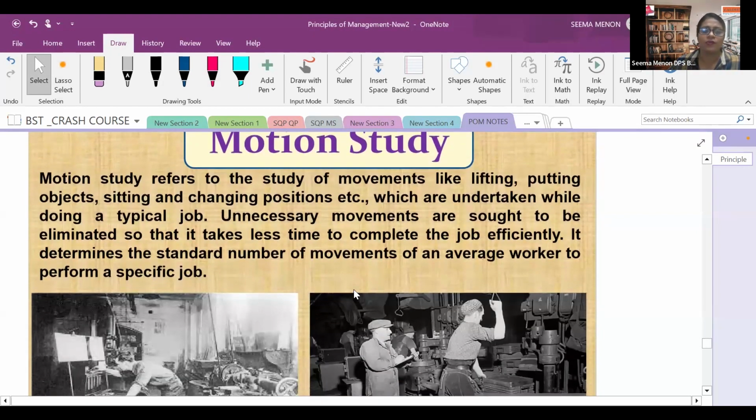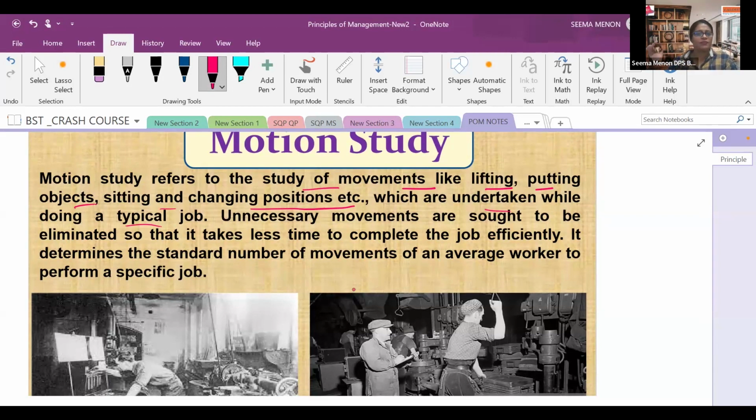Next one. What do you mean by motion study? It refers to the study of movement, like lifting, putting objects, sitting and changing the position, etc., which are undertaken while doing a typical job. For a few jobs, the movement should be very easy.